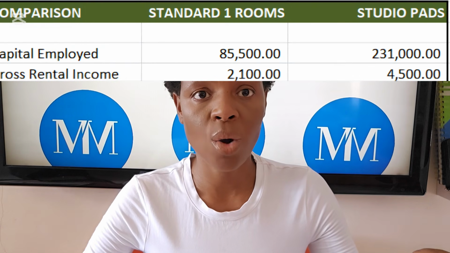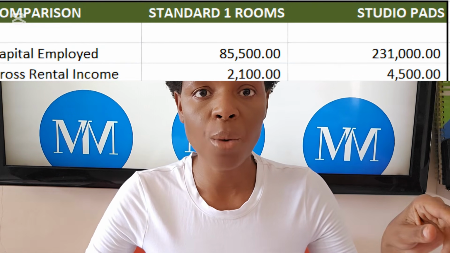The next figure that we are going to look at is the gross rental income. Gross rental income is the total rental that you are collecting, and it doesn't only look at that. Sometimes it will also include additional income, maybe you have other ways of making money, that will also form part of your gross rental income. So for the block of standard one rooms, this is 700 per unit times 3, because the block is made of 3 units.